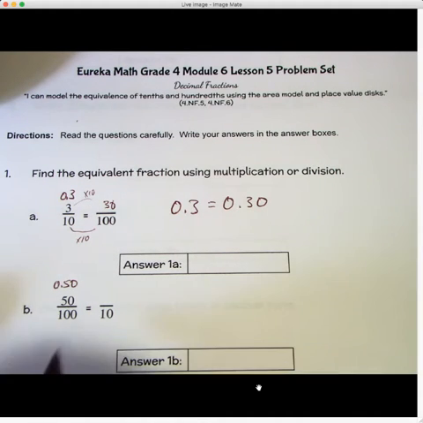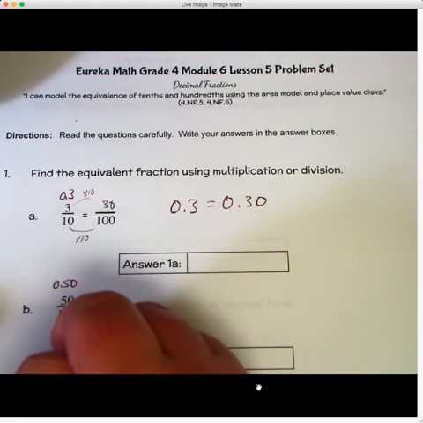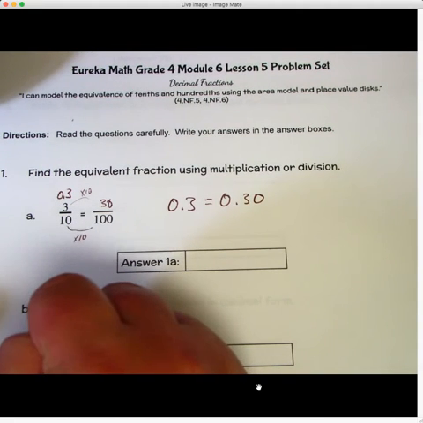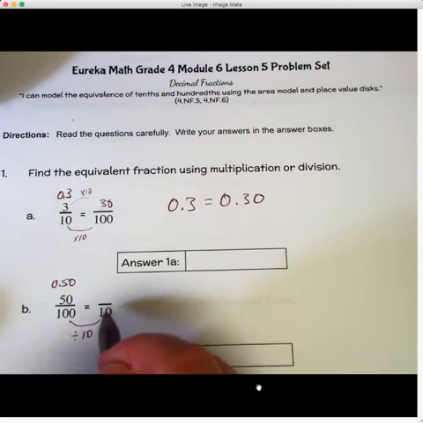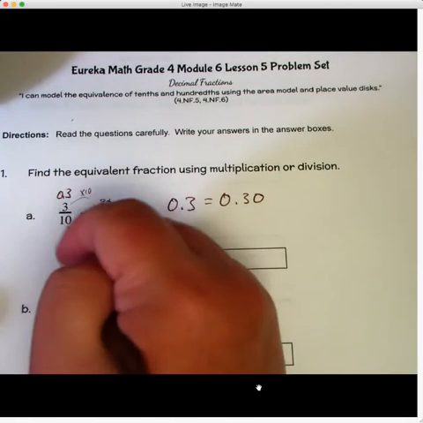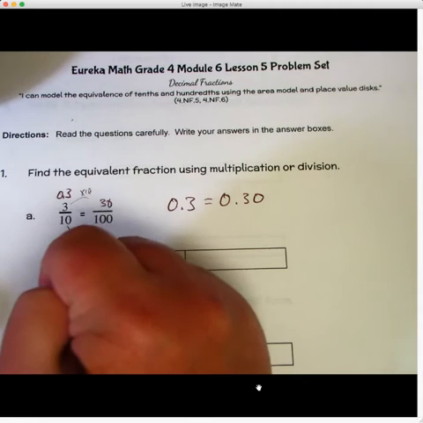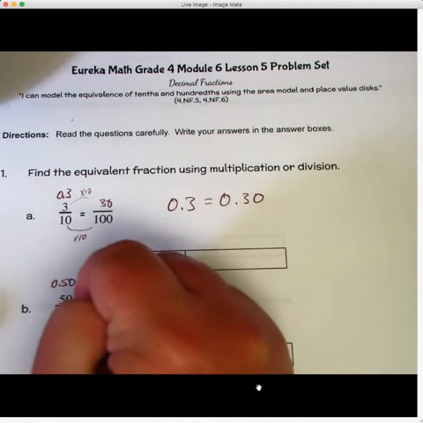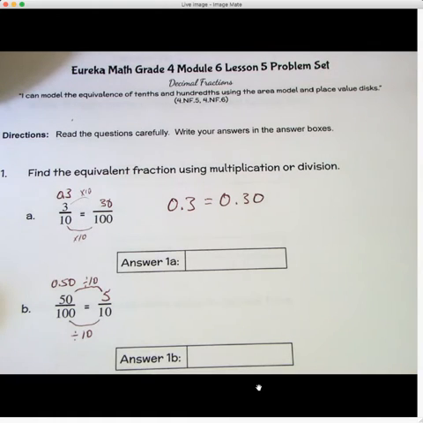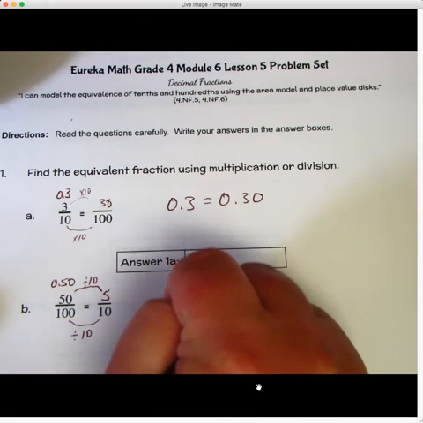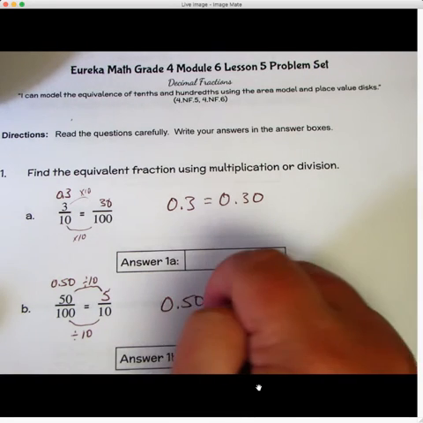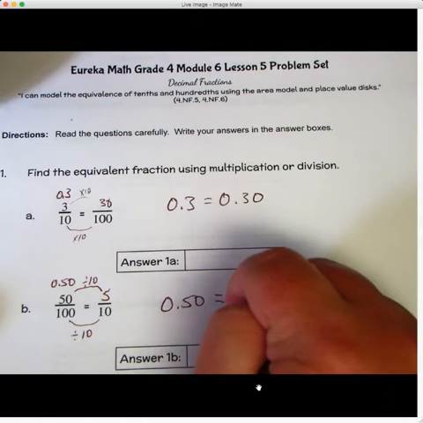51 hundredths is how many tenths? Well, how did I make a 100 a 10? This time I divided, didn't I? I divided by 10. 10 divided by 10 is 1. 100 divided by 10 is 10. 50 divided by 10 would be what? 50 divided by 10 is 5. So 50 hundredths is the same as 5/10. So if we're writing that as a decimal, 50 hundredths is the same thing as 5/10.